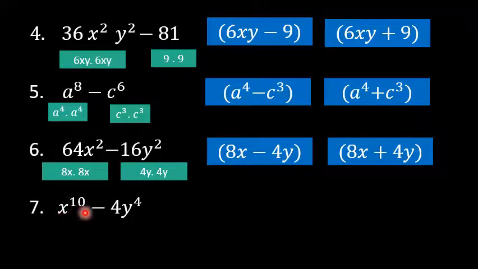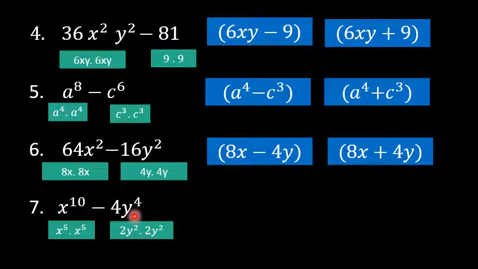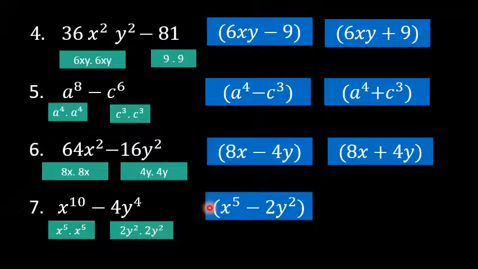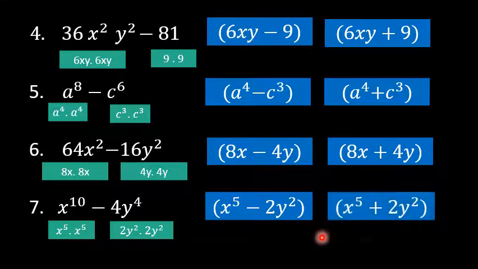Number 7, x raised to 10 minus 4y raised to 4. X raised to 5 times x raised to 5. For the y term, 4y raised to 4 is 2y raised to 2 times 2y raised to 2. The answer is quantity x raised to 5 minus 2y raised to 2, and the other one, quantity x raised to 5 plus 2y raised to 2.